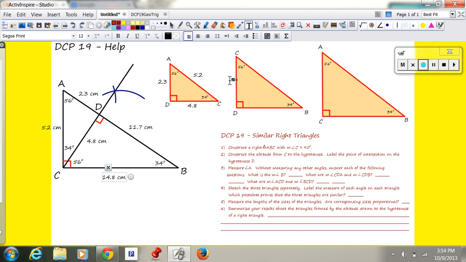Medium, the small side, is 4.8. Now my numbers are not going to come out right. I'm just telling you that right now. I'm just telling you what they want you to do here. 4.8, and then the bottom side is this 11.7 down here at the bottom. D to B would be my 11.7. And then from B all the way to C, B to C is 14.8.